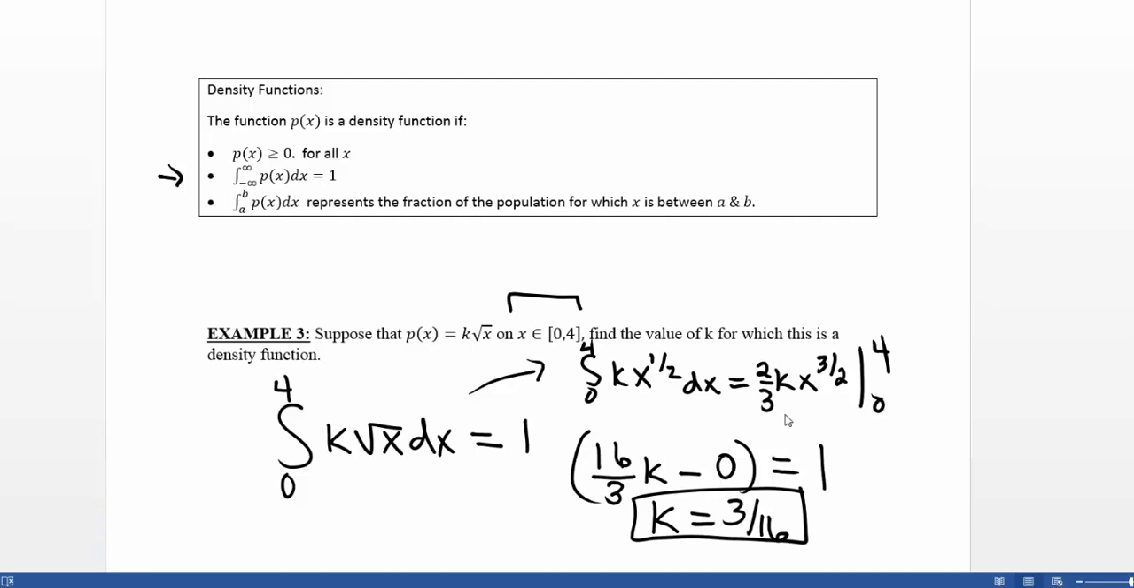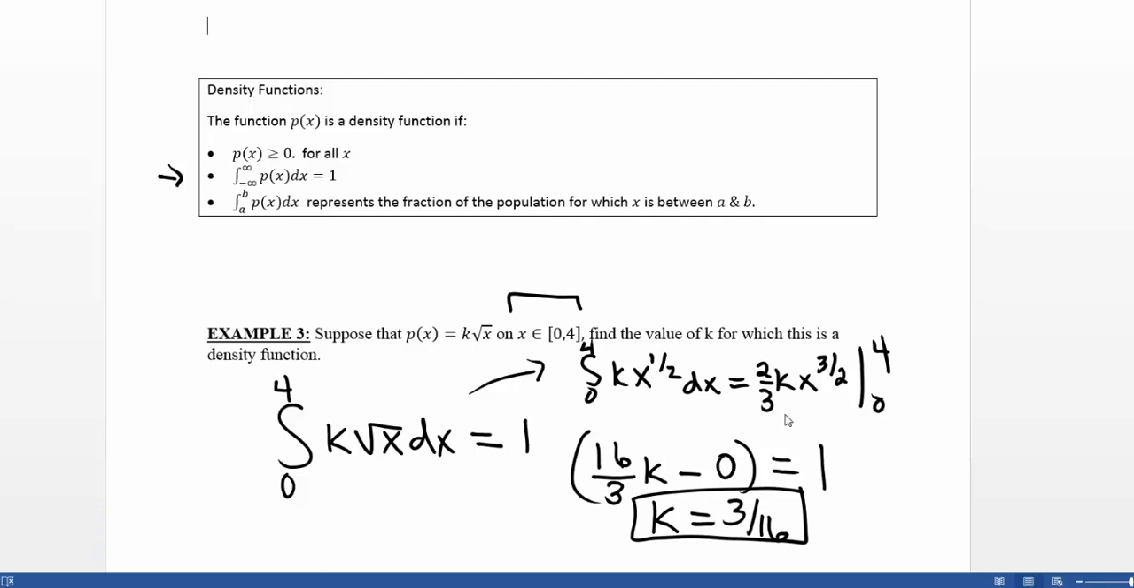And if we integrate our function from 0 to 4, which is where it exists, and our k is 3/16, that will give us a value of 1, which means it represents 100% of our population, which is what we need for this to be a density function. If we wanted to know the size of the population between any 2 points, they would have to be between 0 and 4 because that is where this exists.